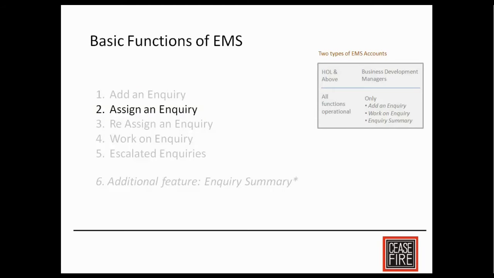Number 2, we have the function to be able to assign an inquiry. Now when from the marketing side we send a new inquiry to a person in sales, which are always people at the level of HOL or above, that person needs to assign that inquiry, either to himself or assign it further to his team below. So this tab allows us to do that.